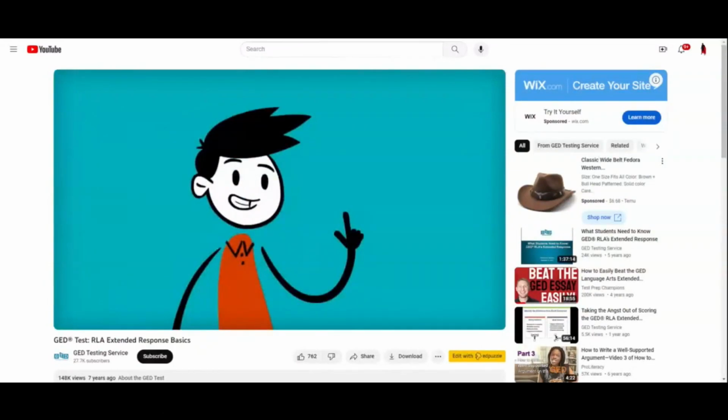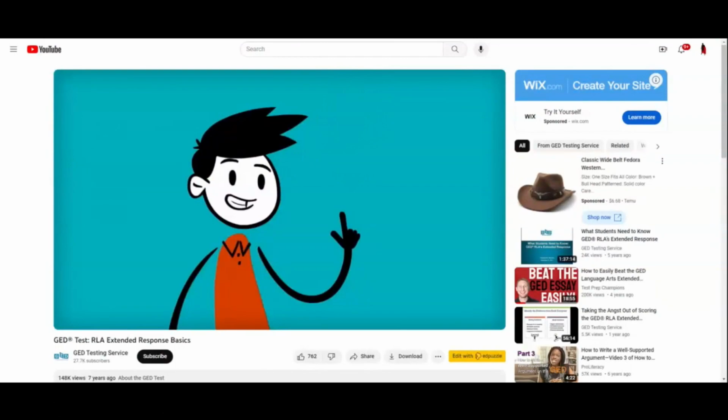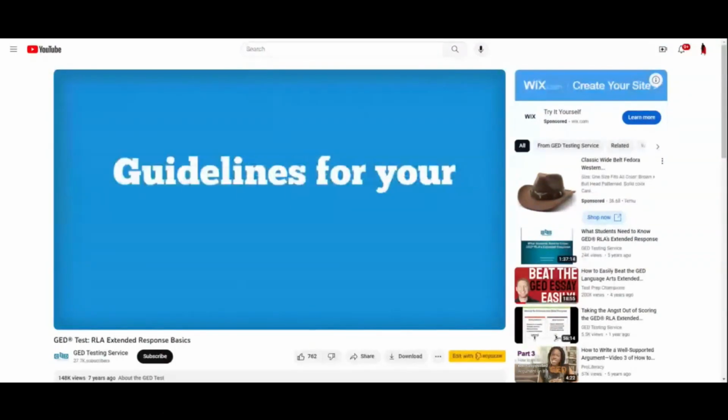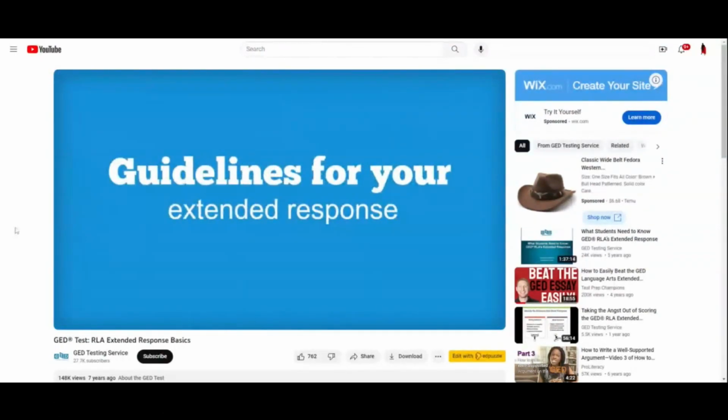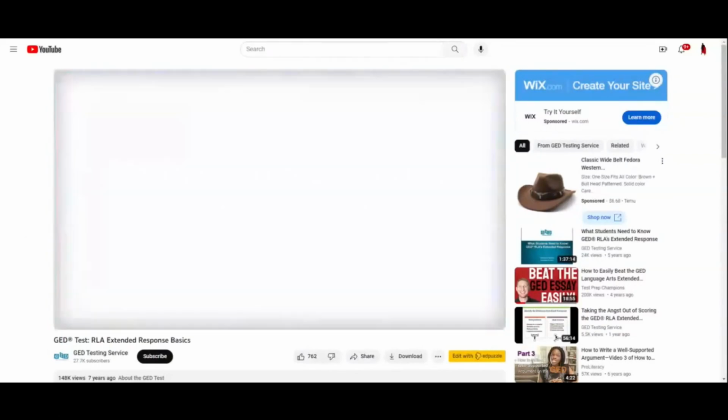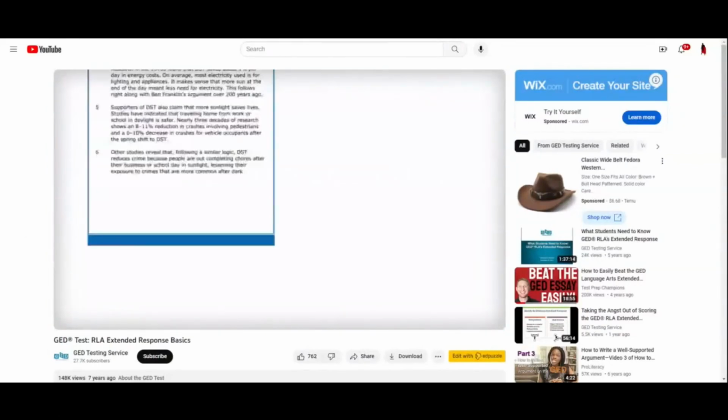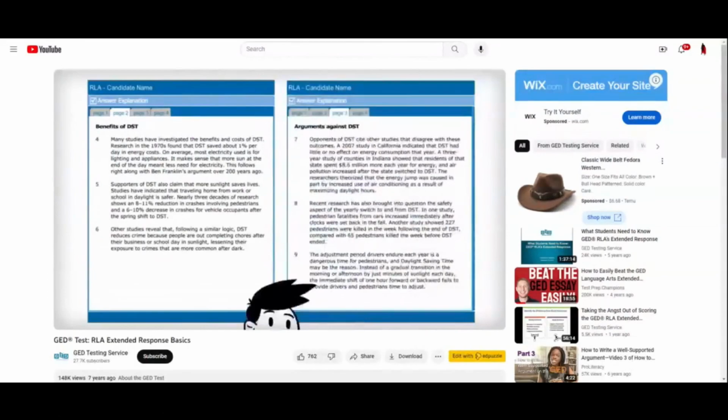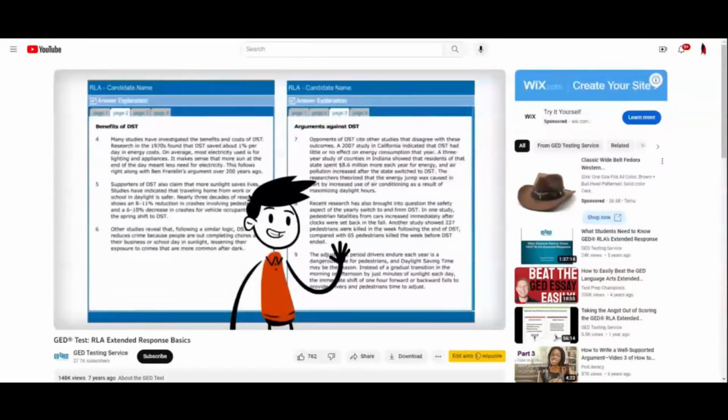Now you know the basics of the extended response and what it will look like on test day. Next, let's go over some important guidelines to keep in mind as you write your response. The extended response instructions will tell you to read and analyze one or more passages and make an argument based on what you read.